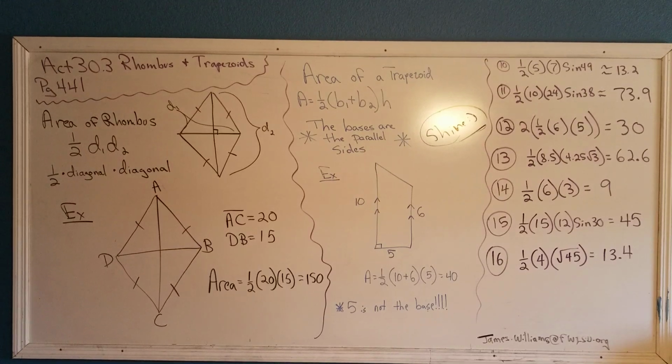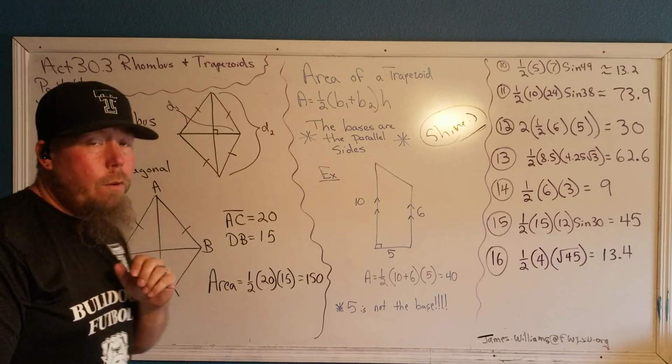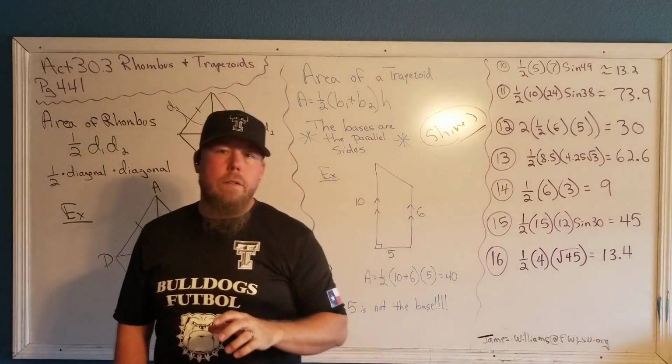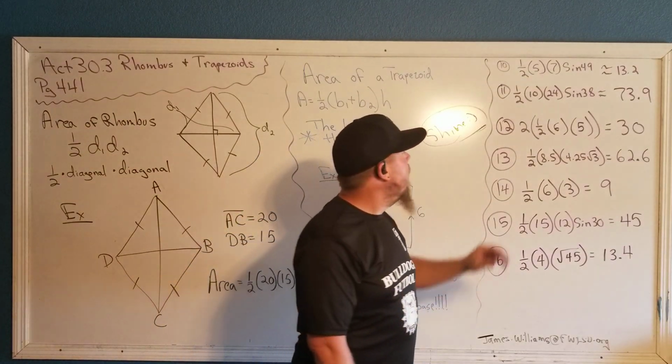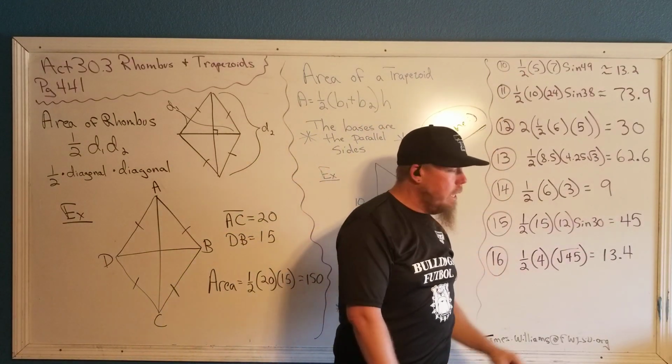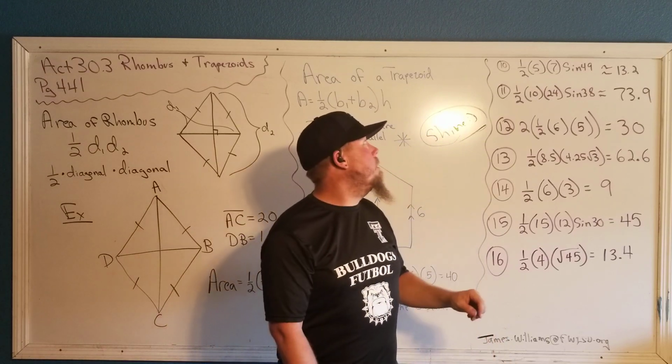We're getting close to the end of activity 30. The last section is going to be talking about rhombuses and trapezoids, but before we get to that, let's go over the answers from 30.2. We were looking at area of triangles, okay? So I assigned 10 through 16. I'm just going to run through these real quick.